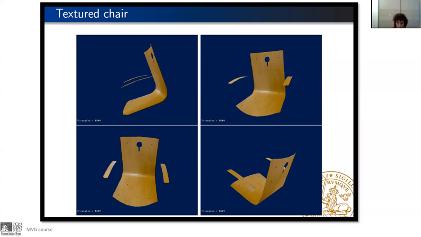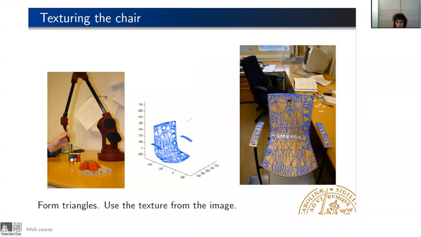What does it mean, the texture of the chair? I mean that in order to make the image with appearance, you have to say what is the color in this triangle, right? And you take the color for each triangle. You take the color from its projection on the chair.